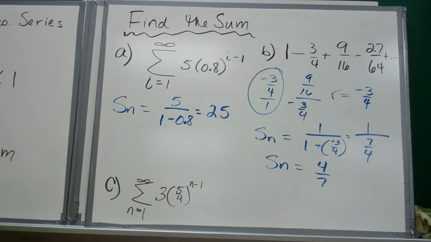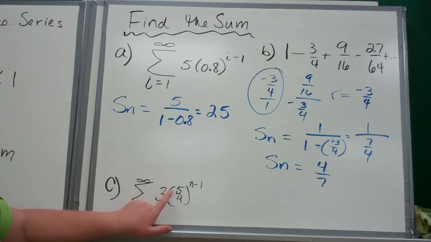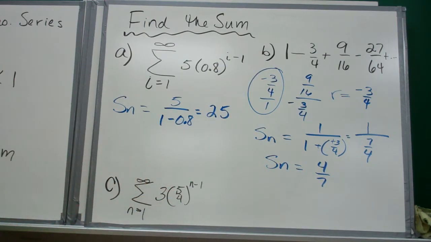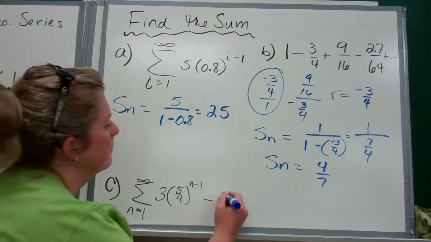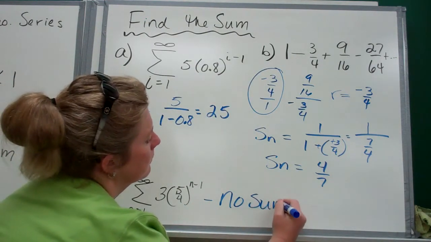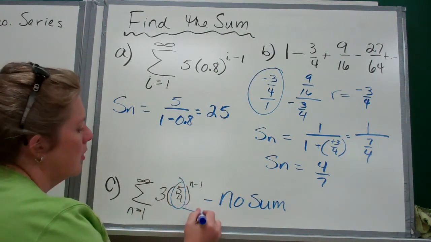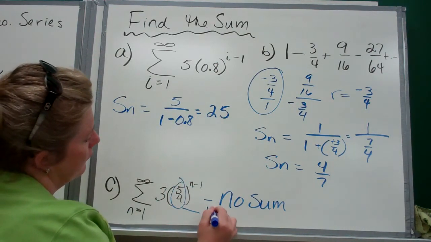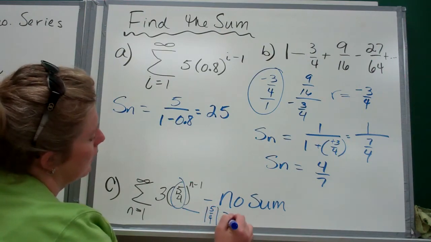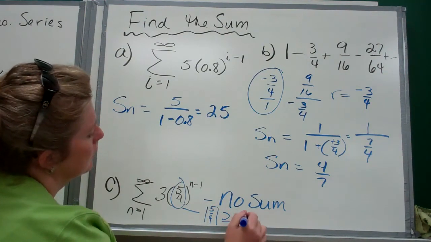They're always gross. This one, we're given in summation notation. The common ratio is 5 over 4. Well, what's the absolute value of 5 over 4? It's 5 over 4, which is more than 1, right? There's no sum. No sum, because the absolute value of 5 over 4 is greater than or equal to 1. No sum.